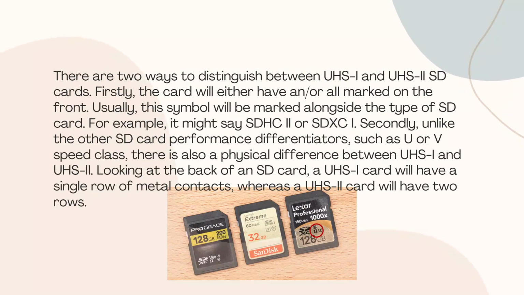There are two ways to distinguish between the UHS-1 and UHS-2 SD cards. Firstly, the card will either have "I" or "II" marked on the front.